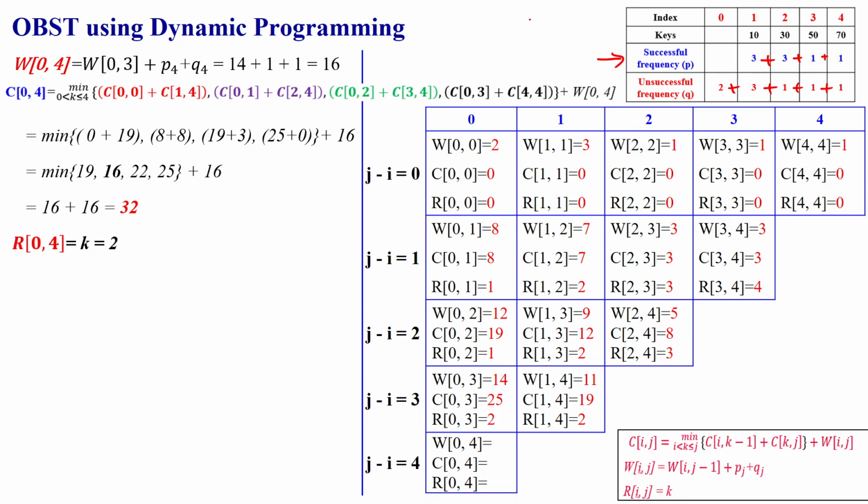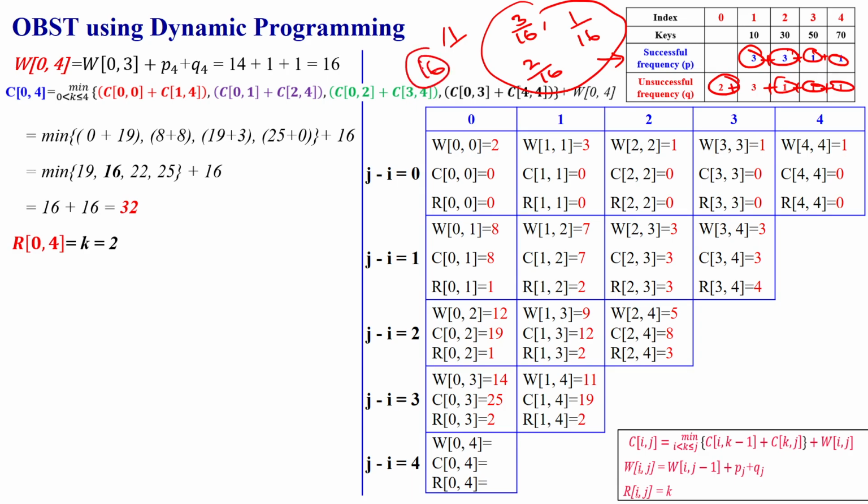So when you divide all these values, 3 by 16 will give you this value, 1 by 16 will give you these values, and 2 by 16 will give you this value. So you will get the fractional portion. When you add all these fractions, you will get 1. So here 16 is the value. So to get the cost, we already got 32 here, 16 here, 2 here.